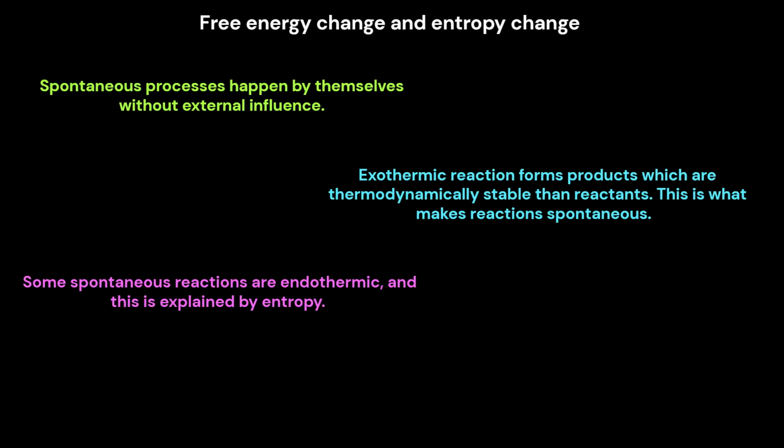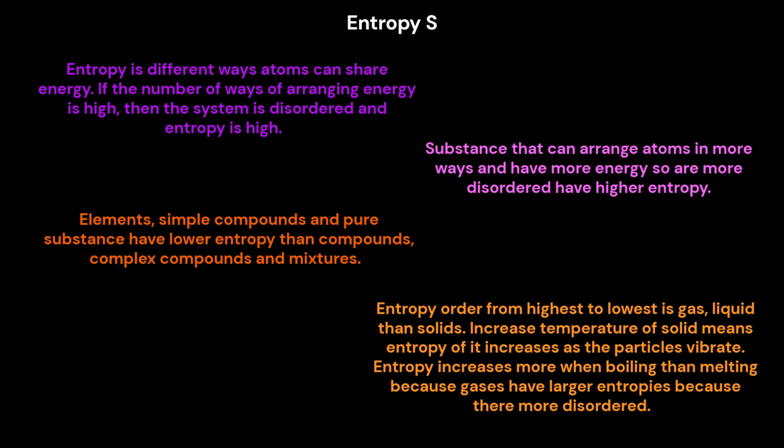Free energy change and entropy change. Spontaneous processes happen by themselves without external influence. Exothermic reactions form products which are more thermodynamically stable than reactants. This is what makes reactions spontaneous. Some spontaneous reactions are endothermic, and this is explained by entropy. Entropy, S. Entropy is the different ways atoms can share energy. If the number of ways of arranging energy is high, then the system is disordered and entropy is high.